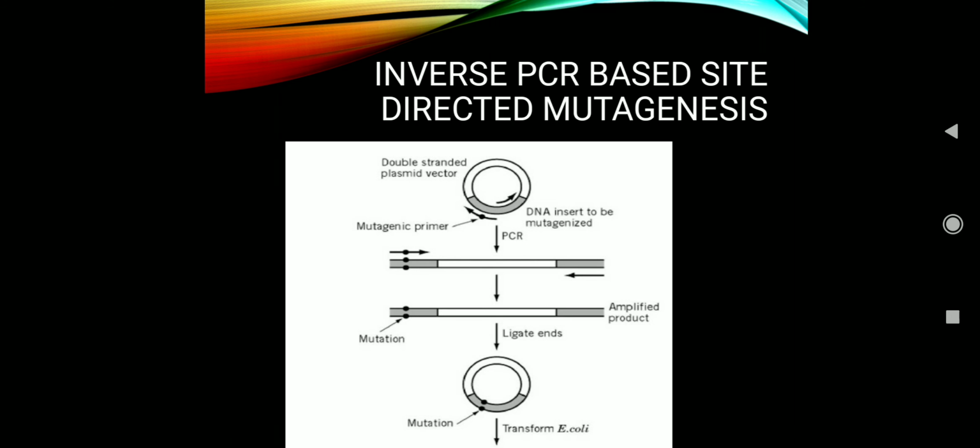In inverse PCR, 2 primers are required. Now, these 2 primers are inverse. They are not overlapping. They are non-overlapping. This method is very much similar. The molecular mechanism that I explained is exactly the same in inverse PCR. The only change is that the primers that we are going to use are in the opposite direction. They are in the non-overlapping direction.